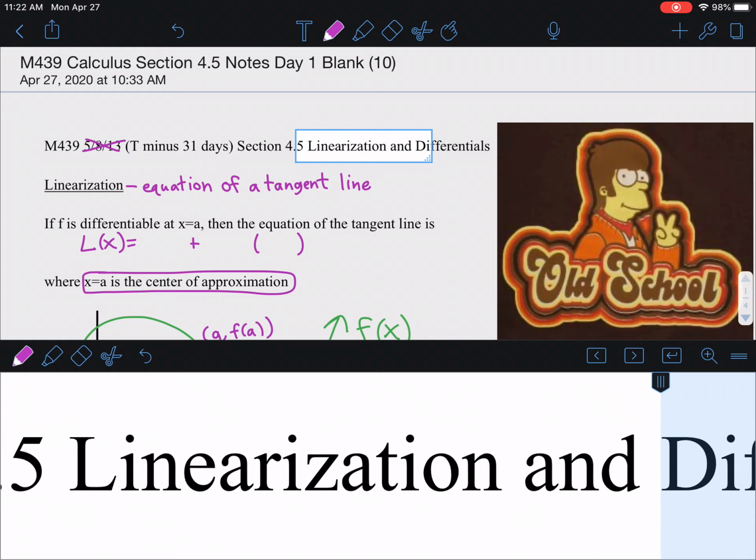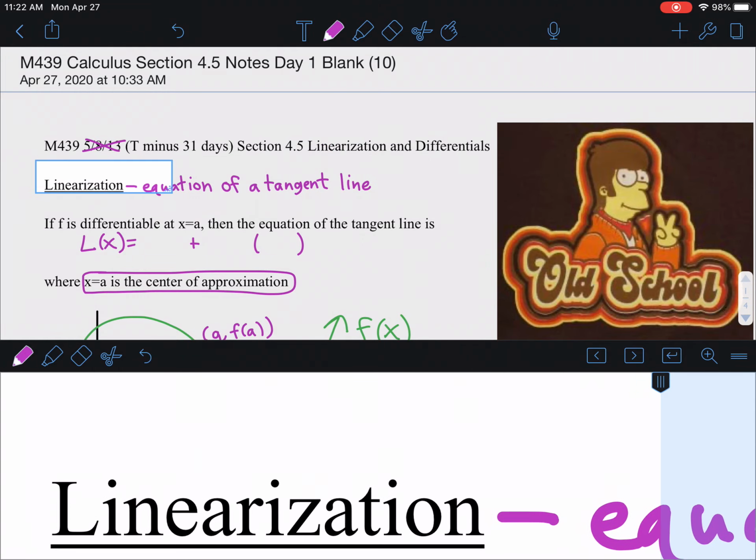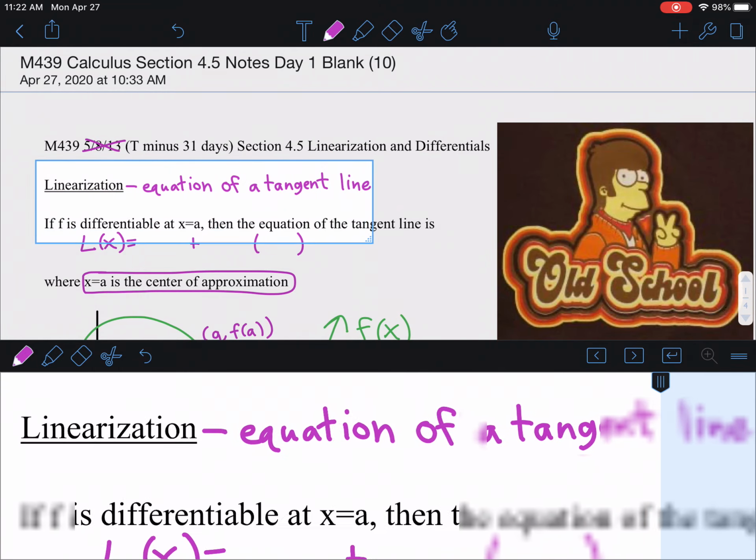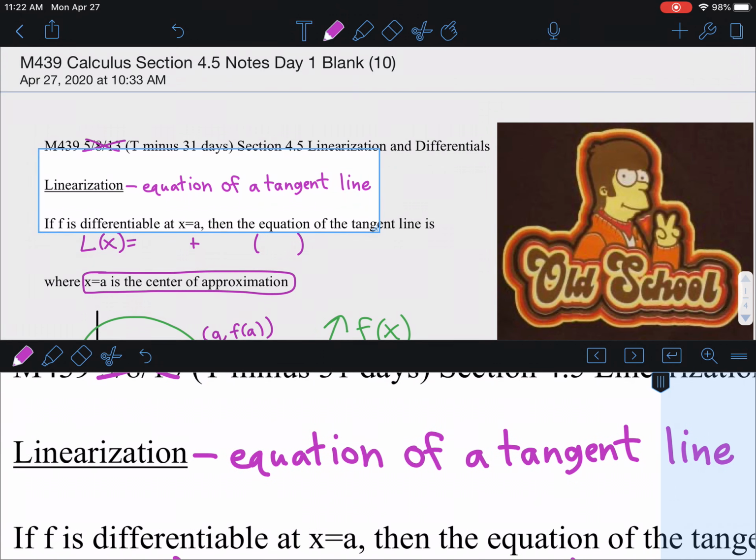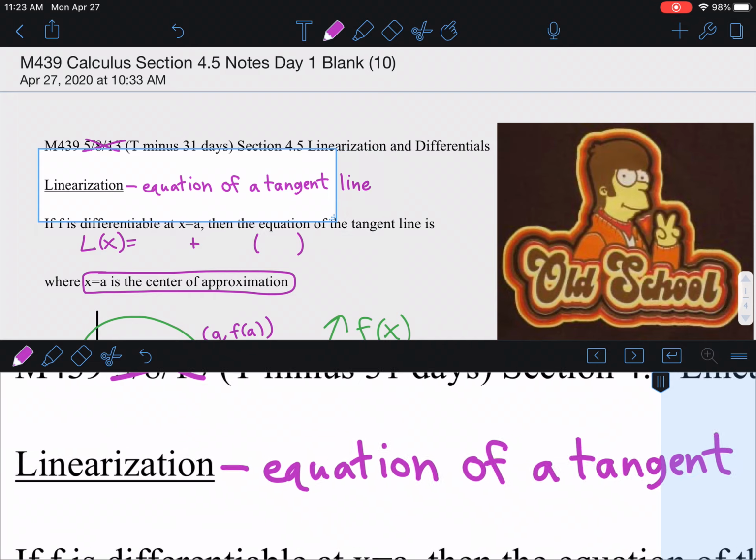So that's kind of a fancy sounding word, but all a linearization really is, is finding the equation of a tangent line. Now we're going to have a slightly different formula for this, but really, you're just going to go through the same steps you normally would. If I gave you a function and an x value, how would you find the equation of that tangent line? That's basically what we're going to do here. So let's start with the little formula though.